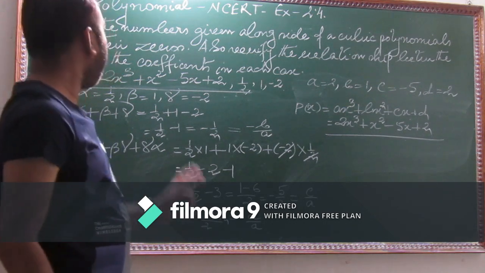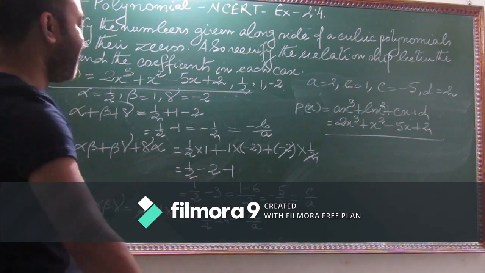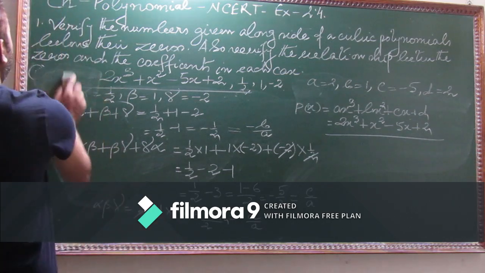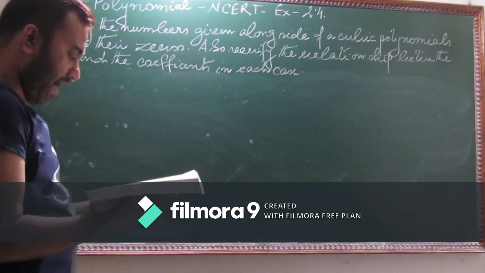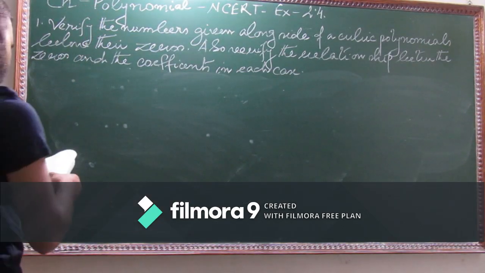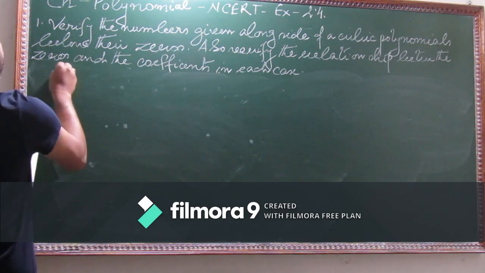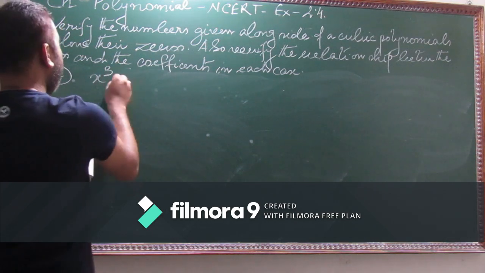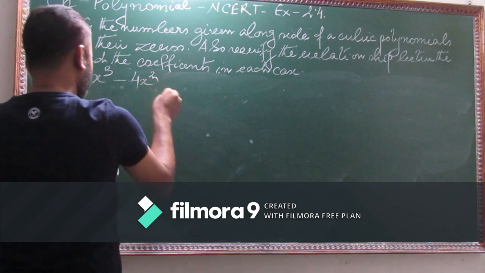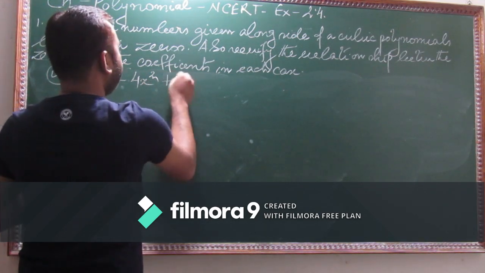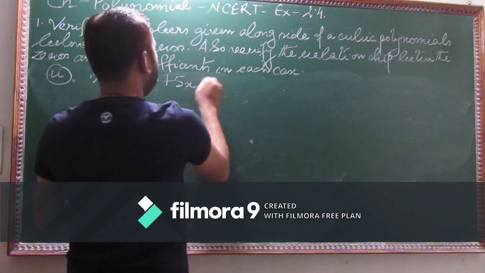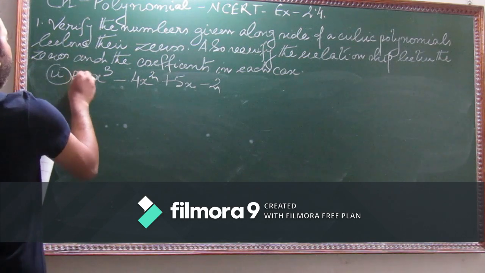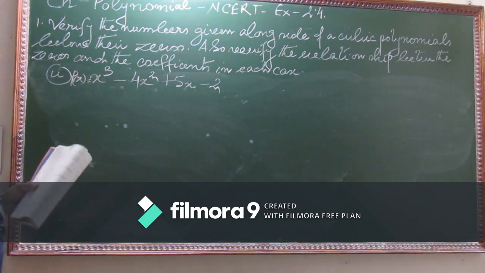So this question has two parts. I have done the first part successfully, and the second part is also the same, so I am going to do the second part now. They said that the polynomial is a different polynomial. What is the polynomial in the second part? The polynomial is x cube minus 4x square plus 5x minus 2. Since this is a polynomial in x, I am going to write p(x).